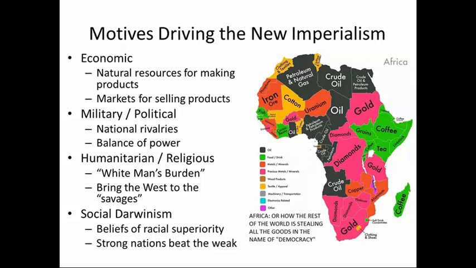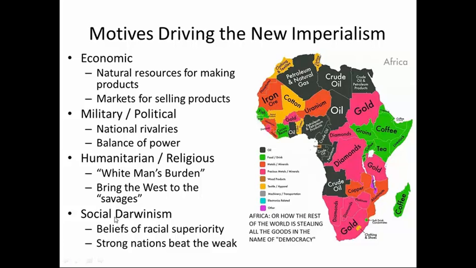The idea is, if you have been given these things, it's your duty to go spread them to people who don't have them. Sort of like Peter Parker's uncle tells him, with great power comes great responsibility. Okay, except the great responsibility is to go colonize people, so, a little different than saving New York, but we'll leave that to Spider-Man, I guess.